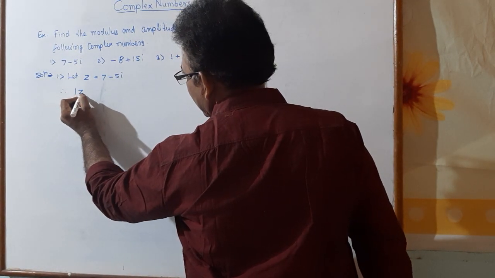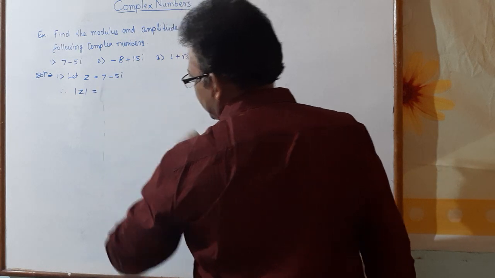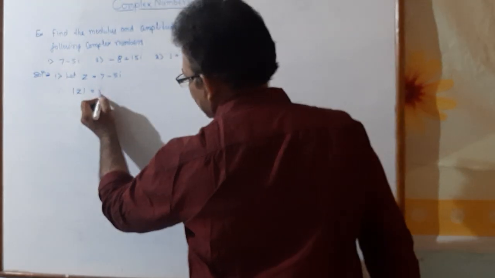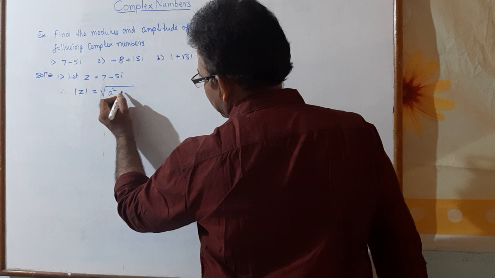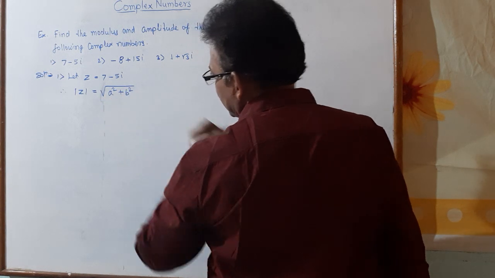modulus of z is equal to, right? What is the formula? Square root of a square plus b square.